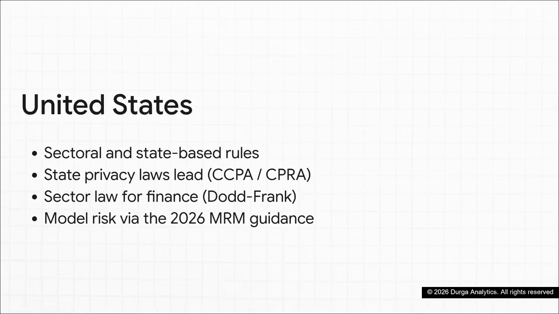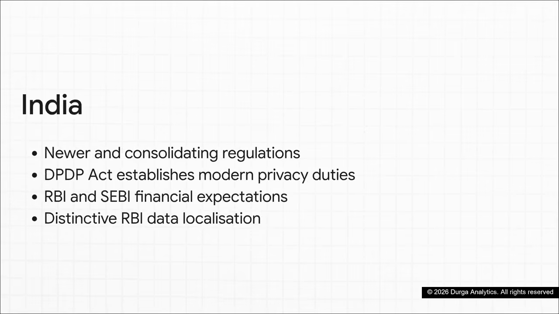There's no single federal privacy law. Instead, state laws like California's CCPA, as amended by the CPRA, really lead the way. It leans heavily on enforcement and litigation-driven models, with specific sector laws for finance, like Dodd-Frank, and specific guidance for models. Finally, India's regulatory posture is newer and actively consolidating.